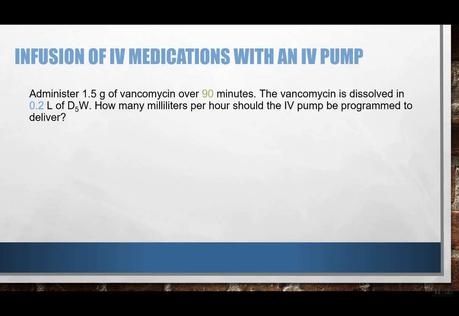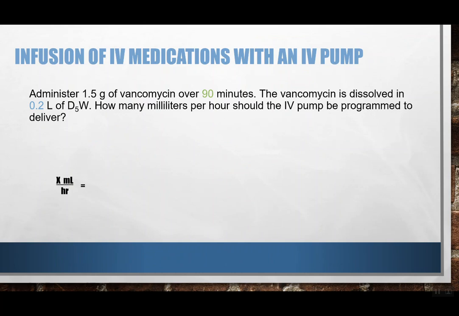Administering of 1.5 grams of vancomycin over 90 minutes. The vancomycin is dissolved in 0.2 liters of D5W. How many milliliters per hour should the IV pump be programmed to deliver? Okay, so again, I need mils per hour. It's just not saying ml per hour. It just specifically states mils per hour, and you'll need to be able to recognize that in a question.